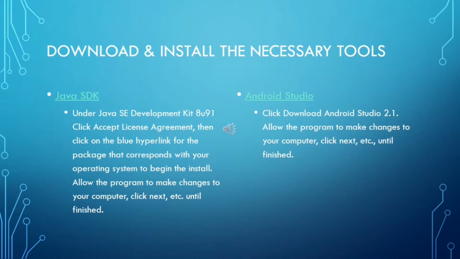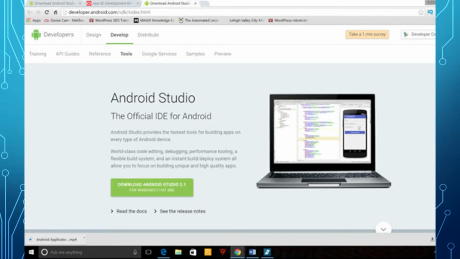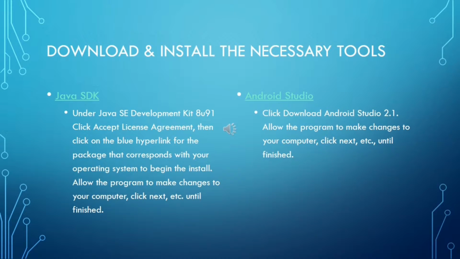Now, then you'll also need to install, on the right hand side here, you'll see you need to install the Android Studio. And you'll just click on the Android Studio 2.1, and again you're going to have to allow that program to make changes to your computer, click the next button, etc. until that is all finished downloading. But we want to go ahead and get these things running and downloading and installing while we go through the rest of this lesson.